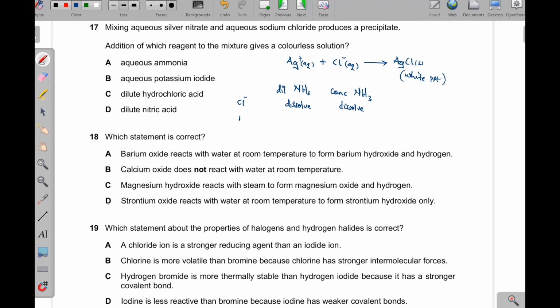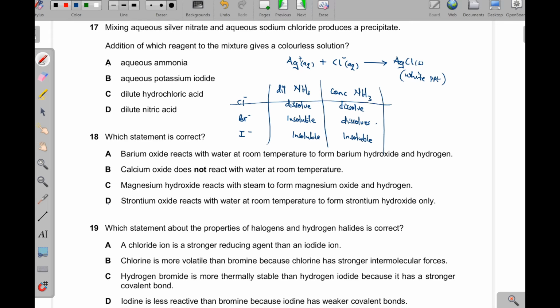Then when we have bromides, a bromide will not dissolve or dissolves sparingly, but we can say insoluble in dilute ammonia, but dissolves in concentrated ammonia. Then if it is an iodide, then here it is insoluble in dilute ammonia, and it is also insoluble in concentrated what? Ammonia.